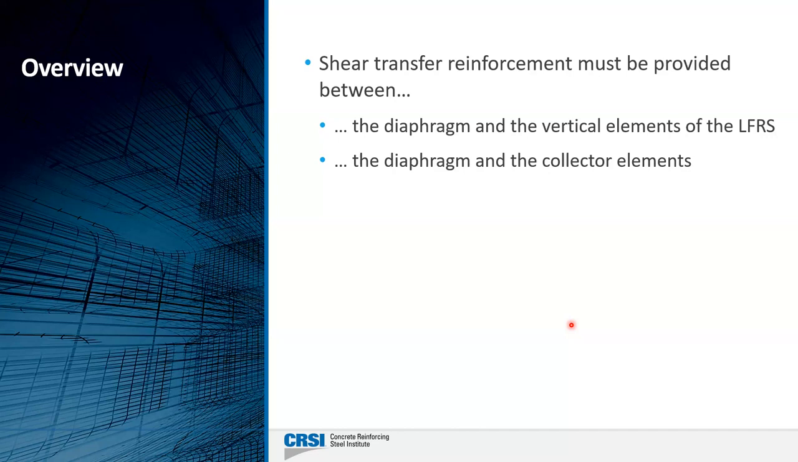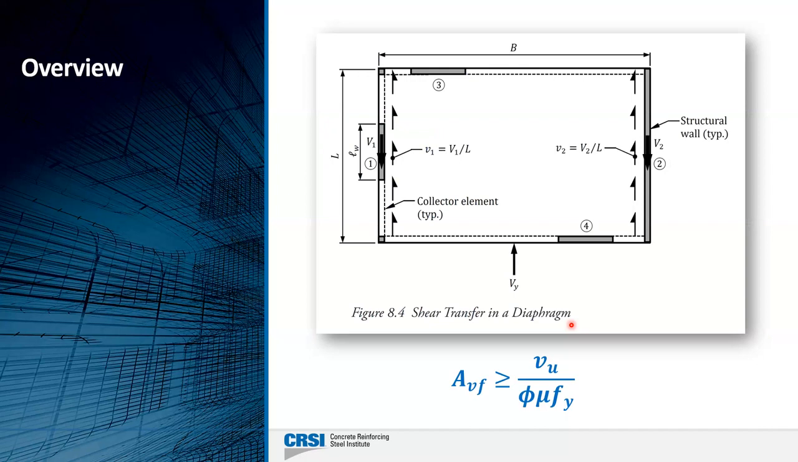As we know, collectors are needed when our vertical element does not have the same length as our diaphragm in the direction of analysis. So again, we're going to illustrate it very simply. This structural wall 2 traverses the entire length of the diaphragm in the direction of analysis, so we don't need any collectors there. But because this wall 1 does not traverse the entire length, we're going to need a collector on either side to, as the name suggests, take its portion of V sub U, transfer it into the wall.